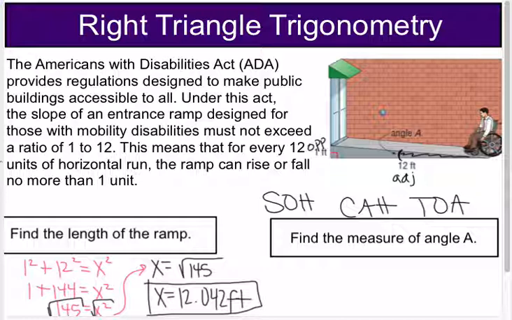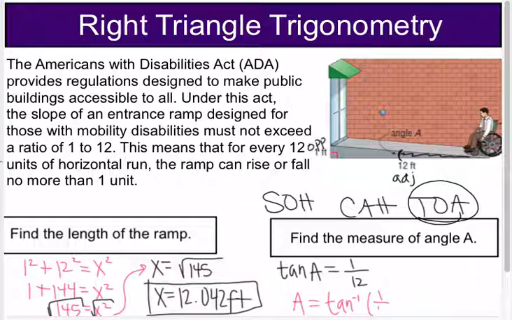So my opposite side and my adjacent, that's who I have. Who uses opposite and adjacent? I see that tangent does. So it's tangent of the angle, we don't know it, we have it labeled A, is equal to my opposite 1 over my adjacent 12. Now in order to solve for A, to actually figure out the angle, I would do A is equal to tangent inverse of 1 over 12. So you would go ahead and do this on your calculator.